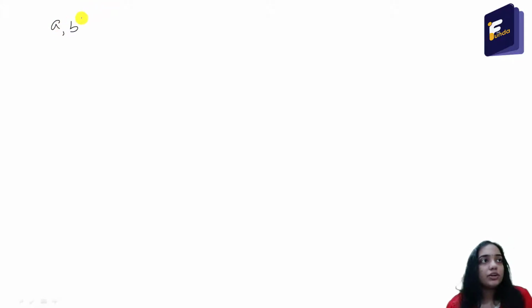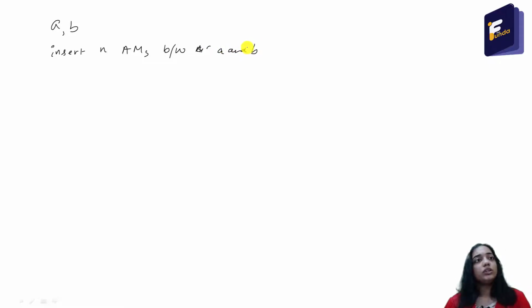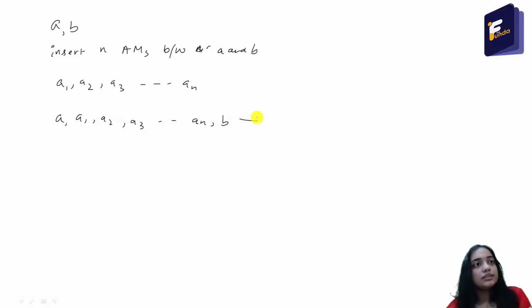If A and B are two numbers and we have to insert n arithmetic means between A and B, what is the formula for that? So let the n arithmetic means be A1, A2, A3 up to An. From the definition, A, A1, A2, A3 up to An, B is an AP.